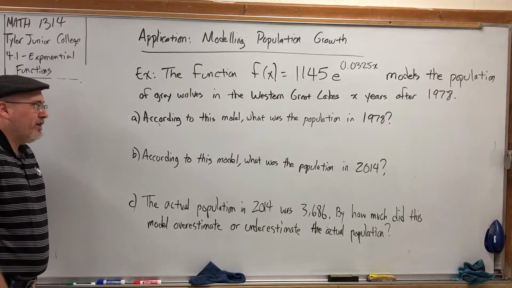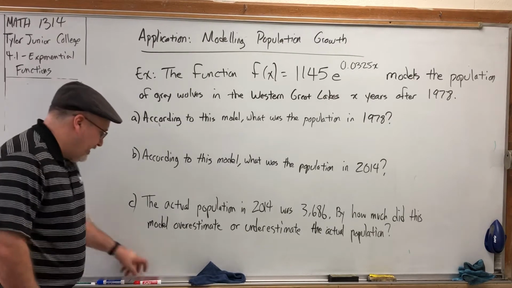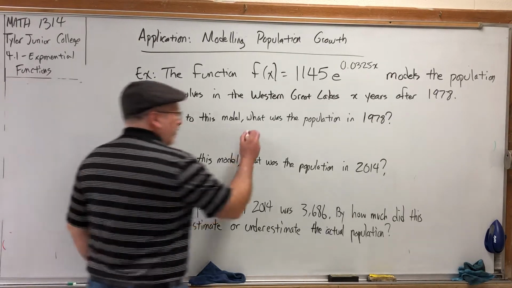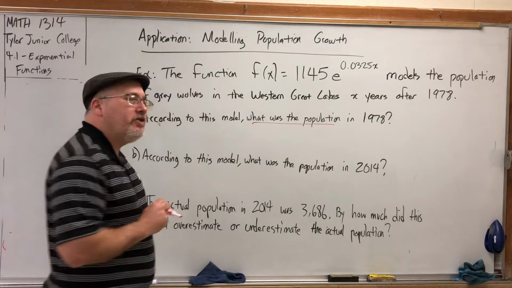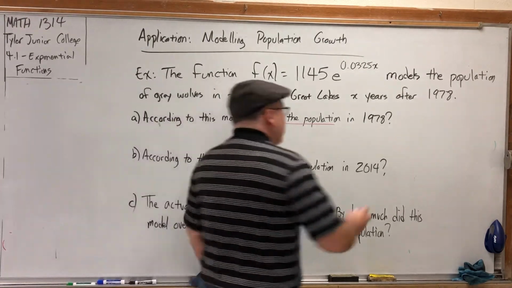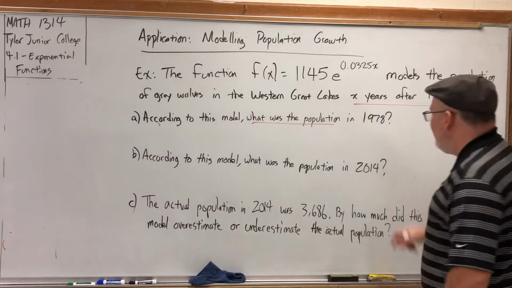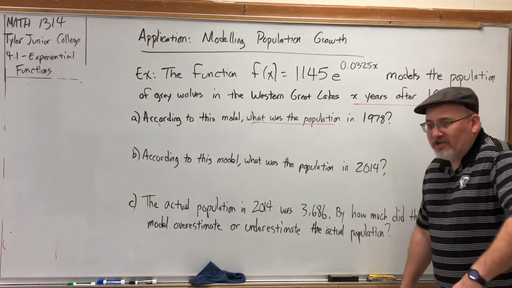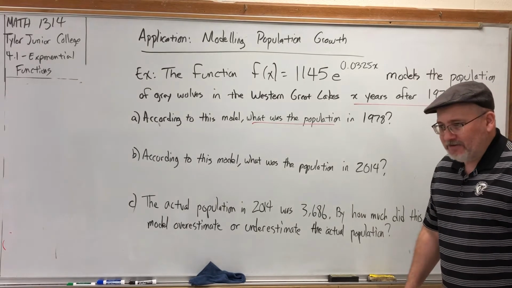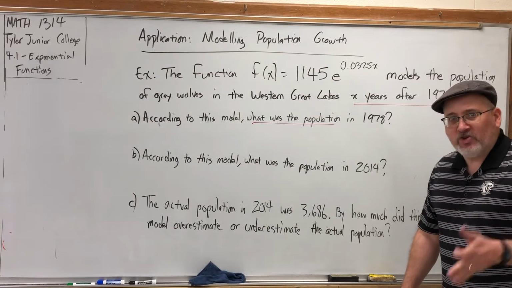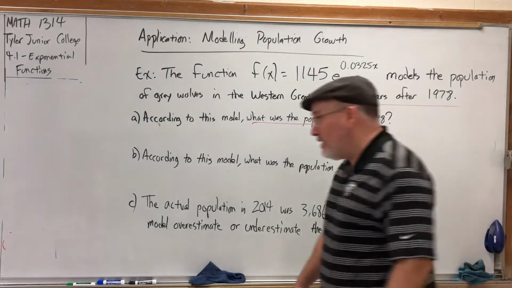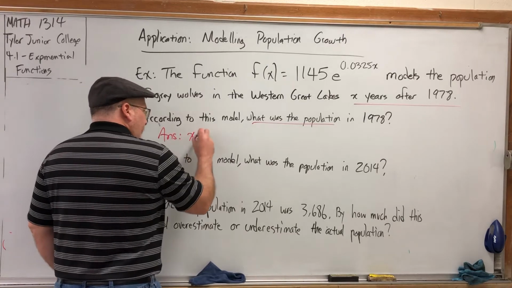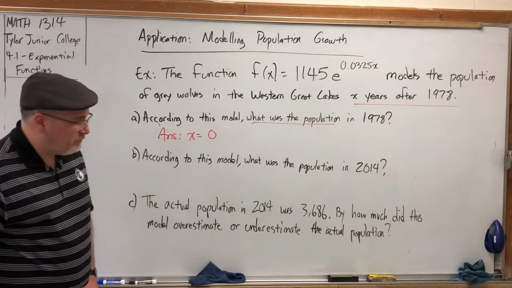Part A, according to this model, what was the population in 1978? Let's go ahead and answer this one. In order to get the population, which is the output of the function, we need an input. Our input is the number of years after 1978. Well, in the year 1978, how many years have elapsed since 1978? Well, none. If we're measuring how far beyond 1978 we are, and we're in 1978, we're 0 years past 1978.